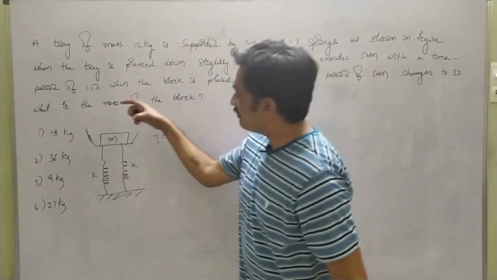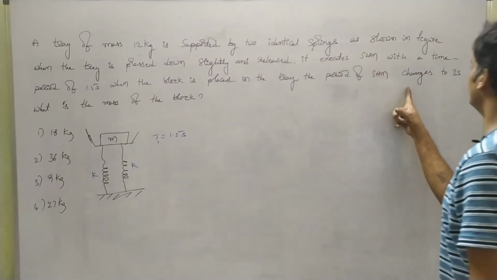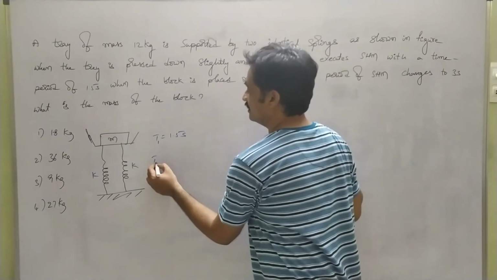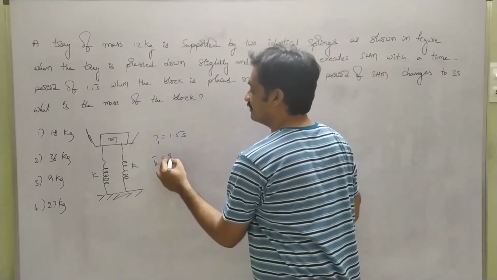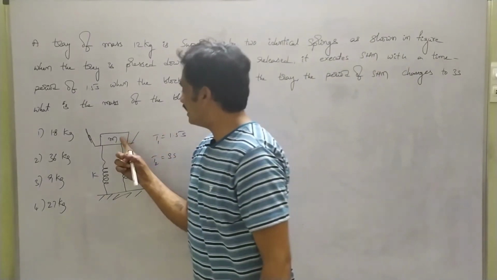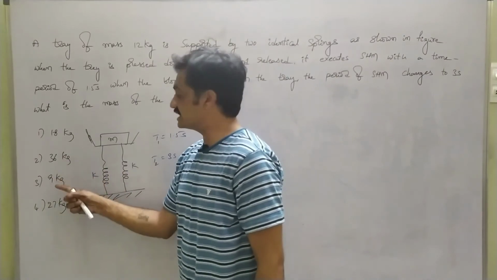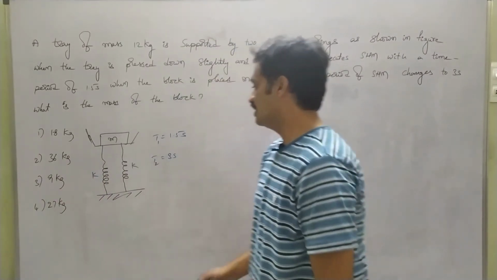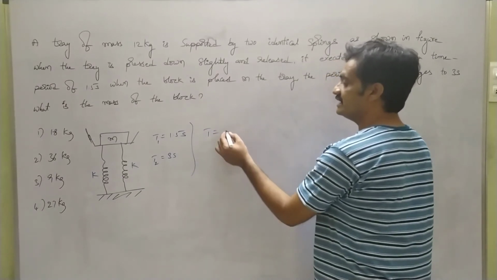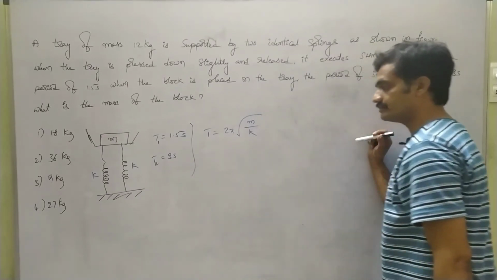When a block of mass m is placed in this tray, the time period of SHM changes to 3 seconds. Then here when a mass is placed in the tray, the time period has changed to 3 seconds. Now we have to find the mass of this block, whether it is 18 kg or 36 kg or 9 kg or 27 kg. So initially let us consider the time period equation, where we know that T is equal to 2 pi into under root of M by K.